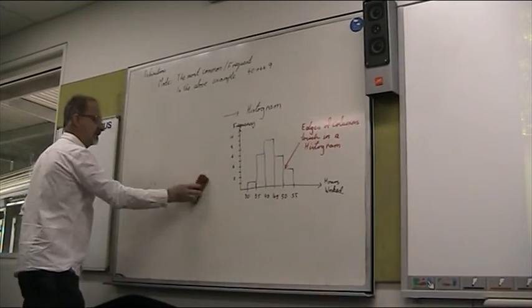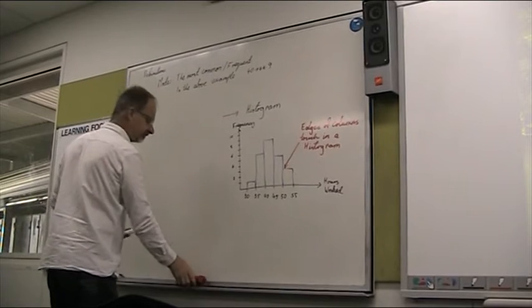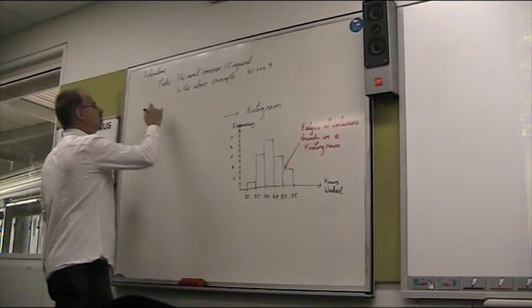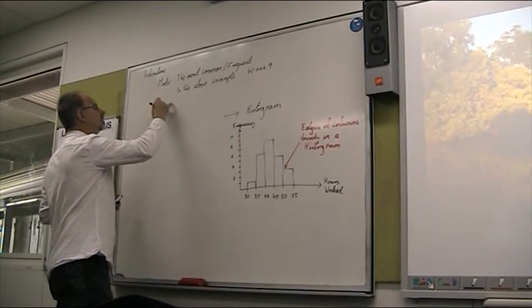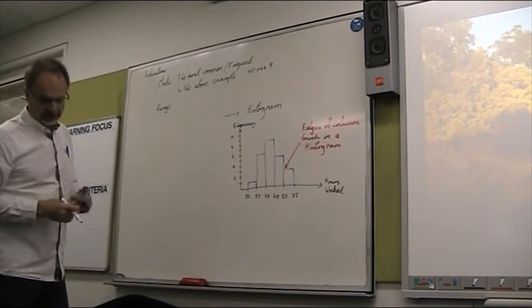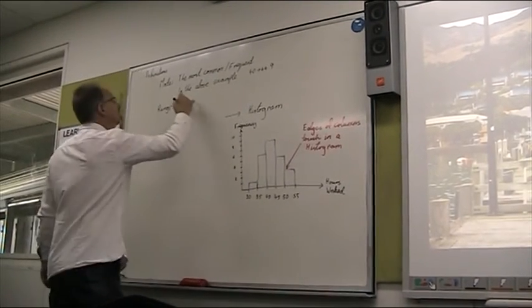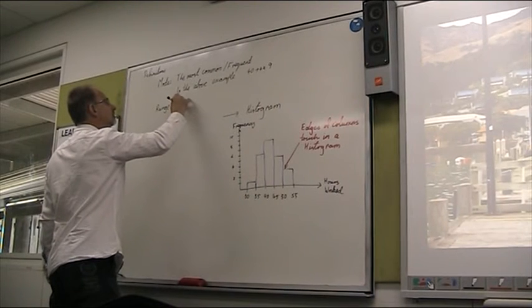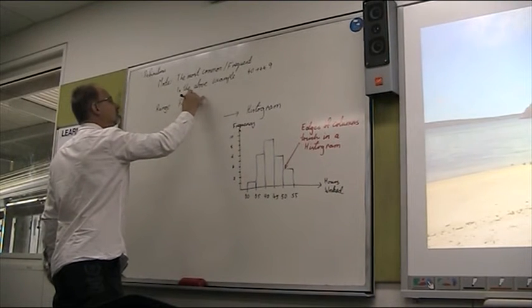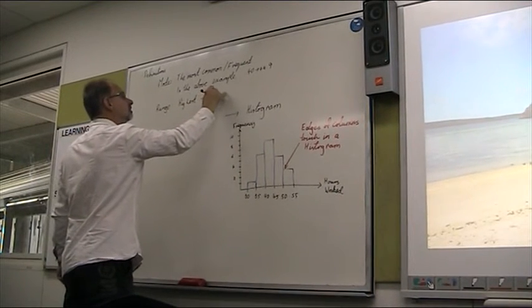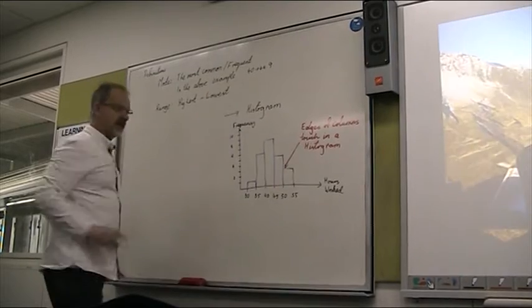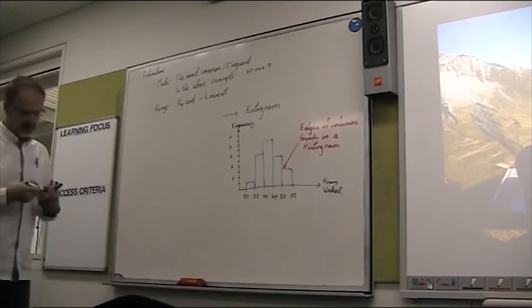Alright, another definition, that's range. You can remember what the range is. The distance or the difference between the highest and the lowest value. Yep. Okay, so the highest minus the lowest.